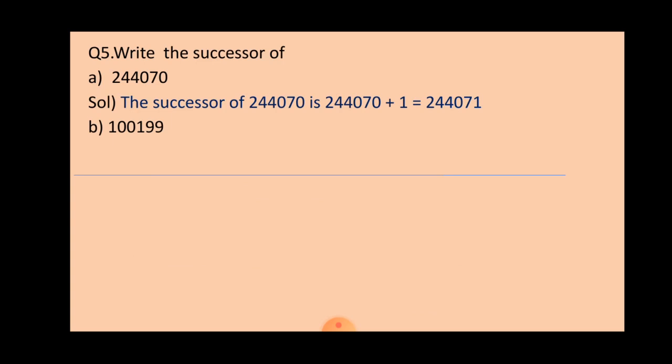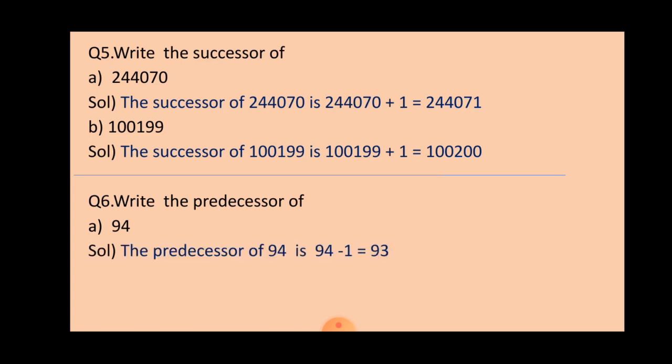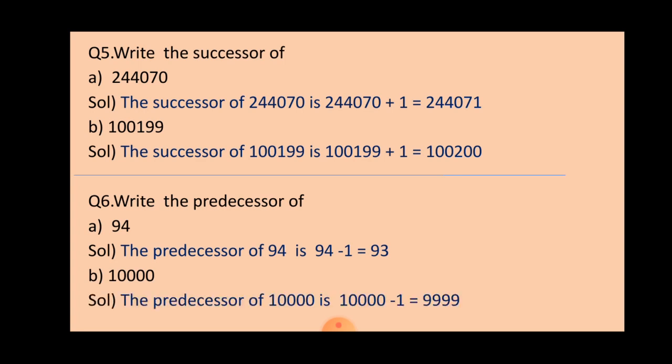Now here comes another question as successor of 2,44,070. So this we can obtain by adding 1 to the given number. In the same way, you can get the successor for the next number also. Now here comes another question of predecessor. So for this 94, we can get its predecessor by subtracting 1 from 94. That will give us 93. In the same way, you can do for the next given question also.